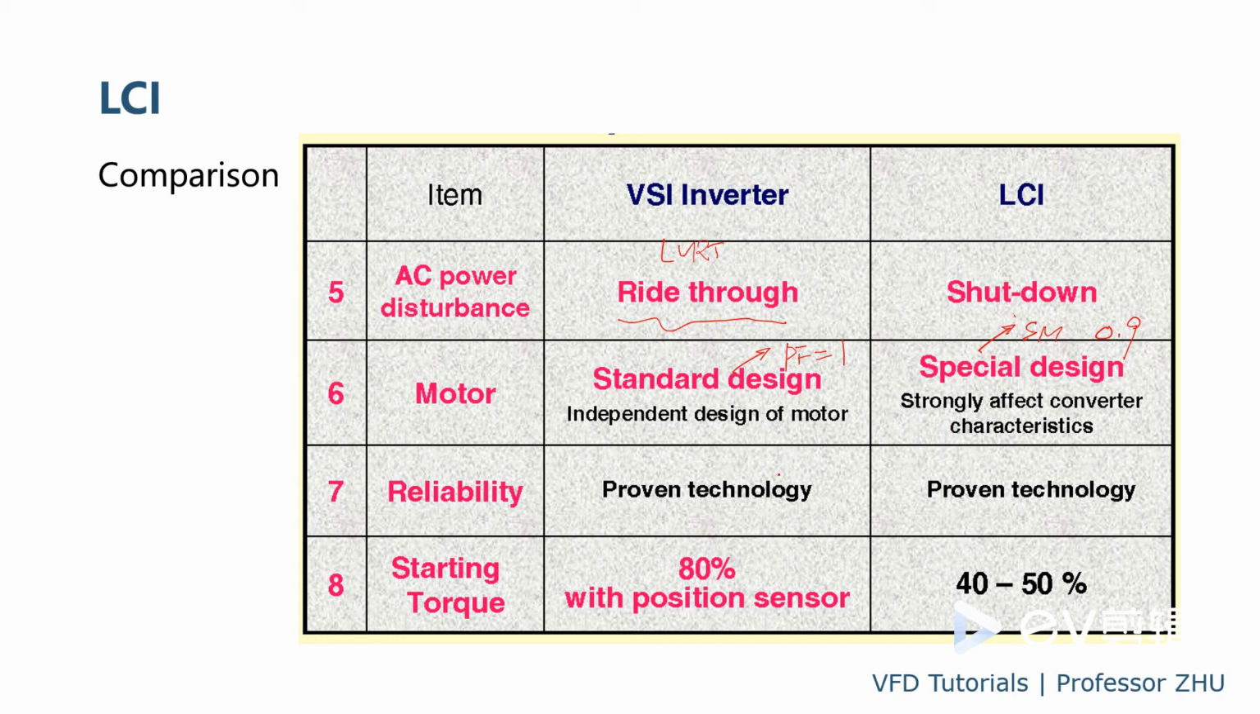And the reliability, both of them are reliable. And for the starting torque, for LCI, because of the harmonic and torque ripple, it is normally 40 to 50%, but for the VSI it is much higher.